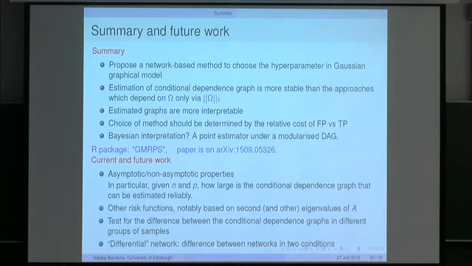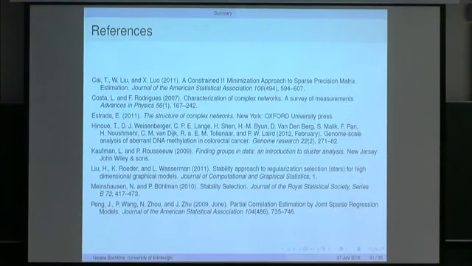Of course, there are other risk functions one can use, and the two current bits of work we are completing now is to test for the difference. So if we have two groups, two conditions, effectively tumor and normal sample, with two networks, what is the difference? And whether there is a difference, and if there is, to construct a differential network. So these are the references. Thank you very much.